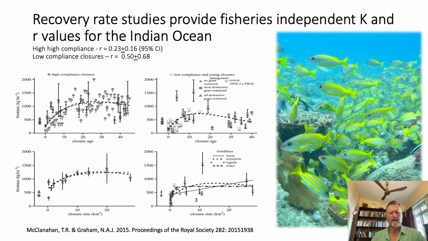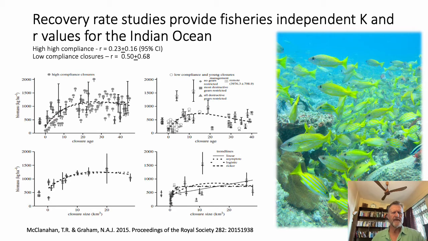And what to notice is that R does change depending on whether or not it's a larger high compliance closure, what we consider usually larger than 5 or 6 kilometers squared, versus community type closures, which are often less than a few kilometers squared. And the differences are quite stark in terms of both the recovery rates but also the values of K, and they're often inversely related. Closure size does have an effect, as seen in the bottom left corner.